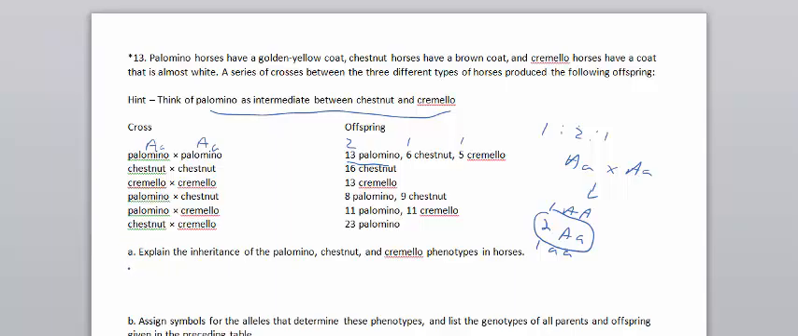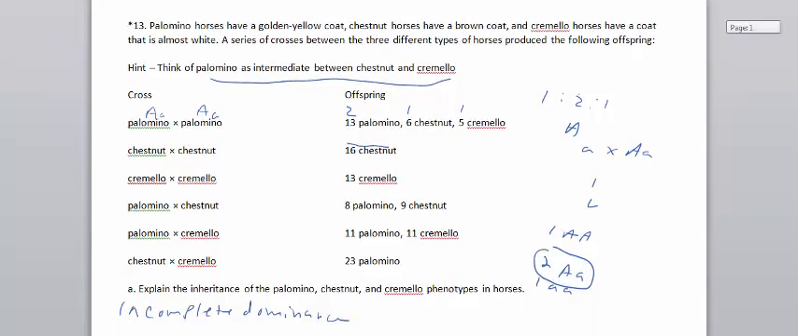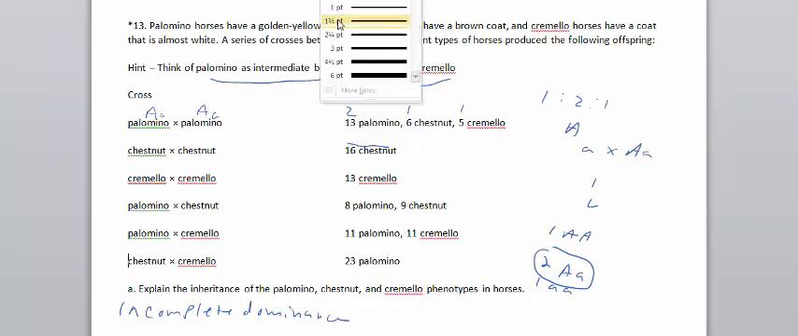So explain the inheritance pattern. Incomplete dominance. So that's basically what's going on. And then we can fill in the genotypes for all of these things. And let's get a little extra room here. So in this case, what does that mean if it's incomplete dominance? Well, the heterozygote gives us something in between 2 other things, but then these 2 other things are going to be the other 2 genotypes that are possible.